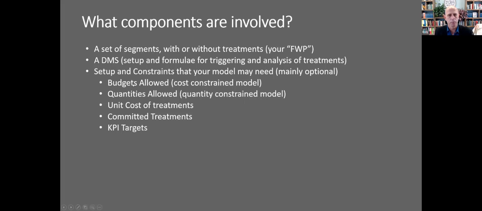Generally, it will involve budgets for a cost constraint model, quantities that are allowed for a quantity constraint model, unit costs and unit rates for treatments, a set of committed treatments, and then if you are running a KPI-based or a goal-seeking model, you will need a predefined set of KPI targets that your model has to meet at every year during the modeling run.